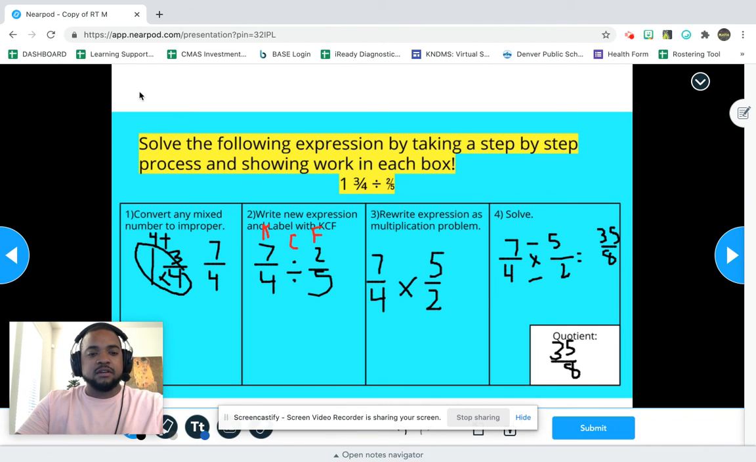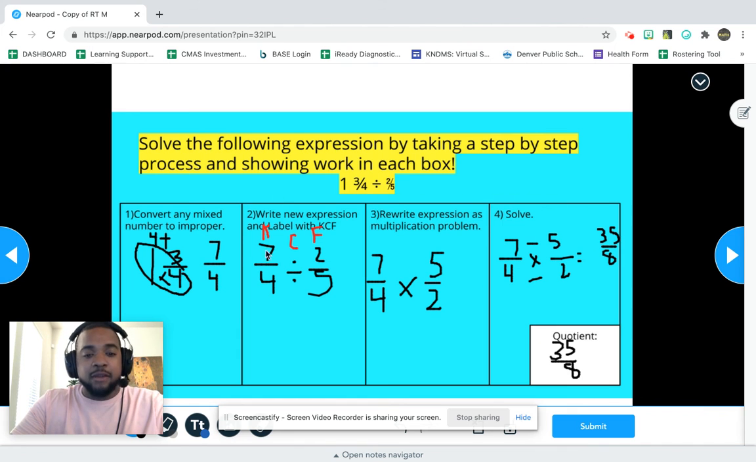Notice the steps I took. First, I converted my mixed number to an improper fraction. I rewrote it with that improper fraction and labeled keep, change, flip, as you can see in part 2. Then I actually went ahead and did keep, change, flip, and so I rewrote it as a multiplication problem. So I kept the first one, changed division to multiplication, flipped my last fraction to 5/2. Then I solved it. So I rewrote it here, multiplied across. 7 times 5 is 35. 4 times 2 is 8. And there is my answer.